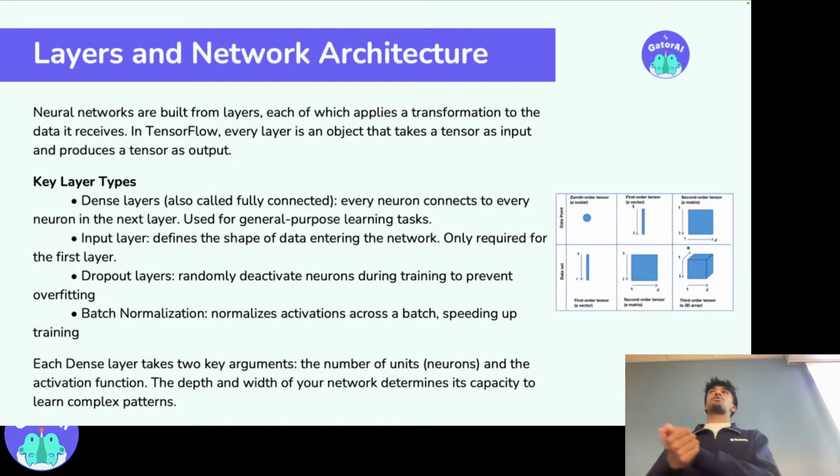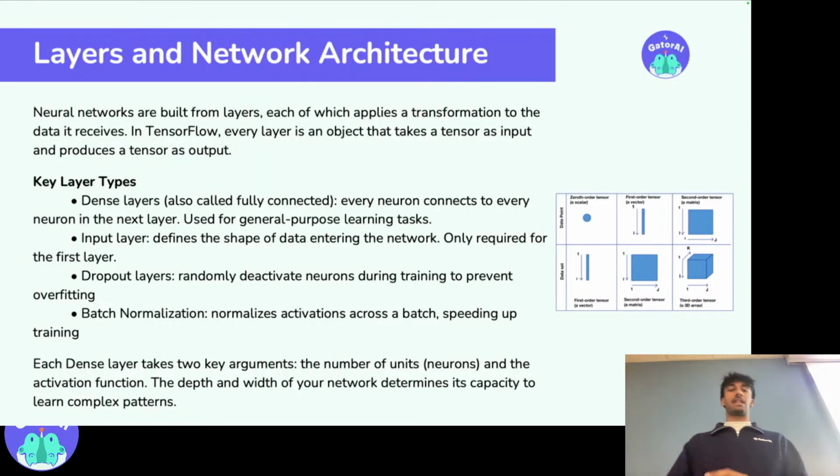Batch normalization normalizes the activations within a layer across the current batch of training examples. This tends to make the training more stable and faster, and it's especially useful in deeper networks.